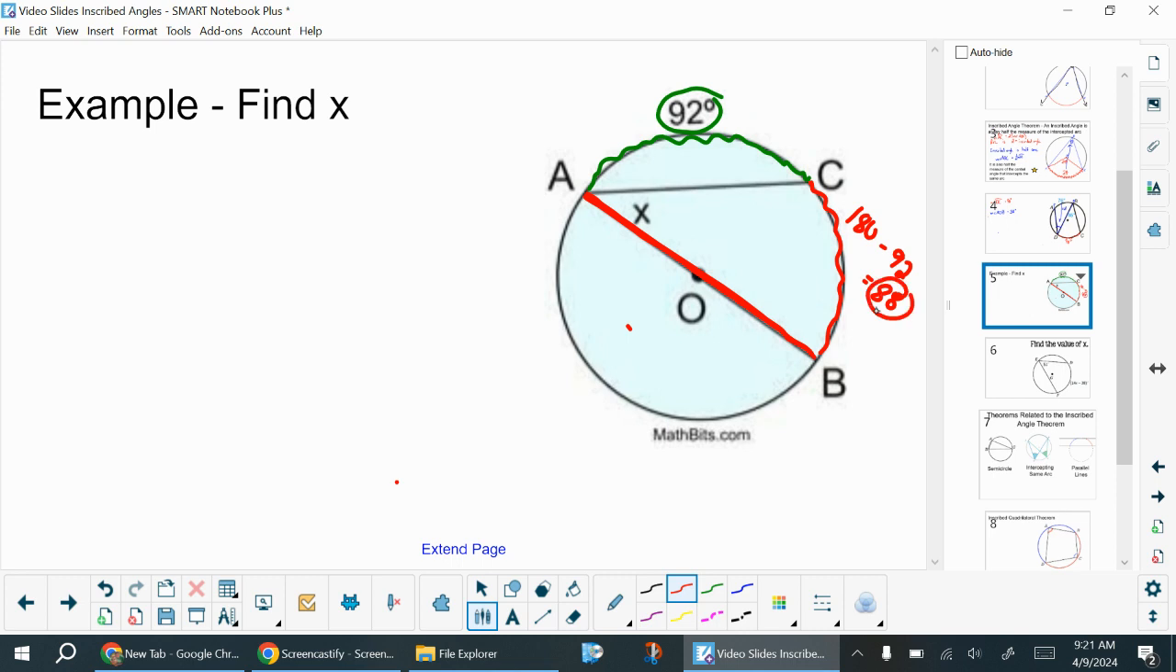Now that I know that this is 88, I know that my angle, my inscribed angle, is half the measure of the arc, so I know that x is 44 degrees. That angle is 44 degrees. Right? So the angle is half as big as the arc. The inscribed angle is half as big as the arc. The arc is twice as big as the inscribed angle.